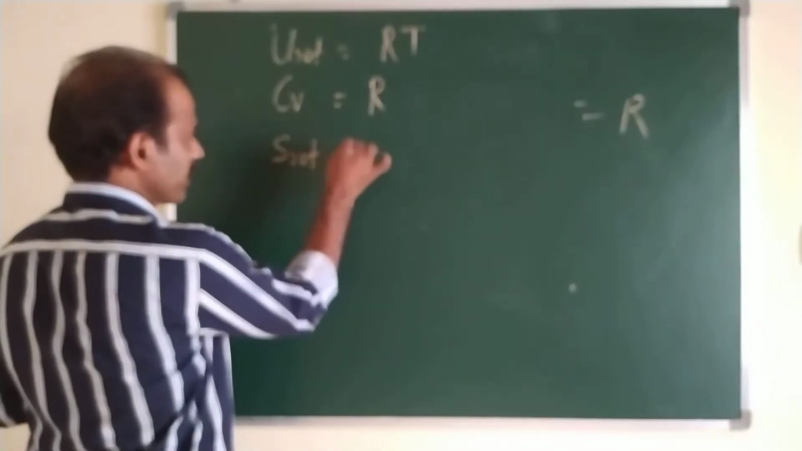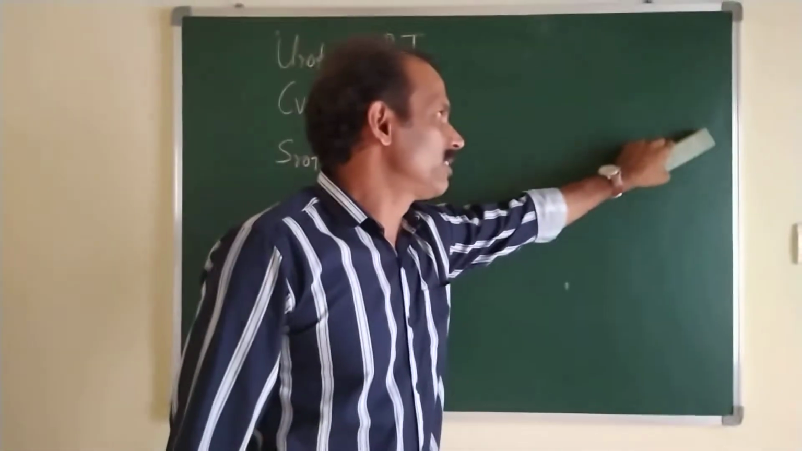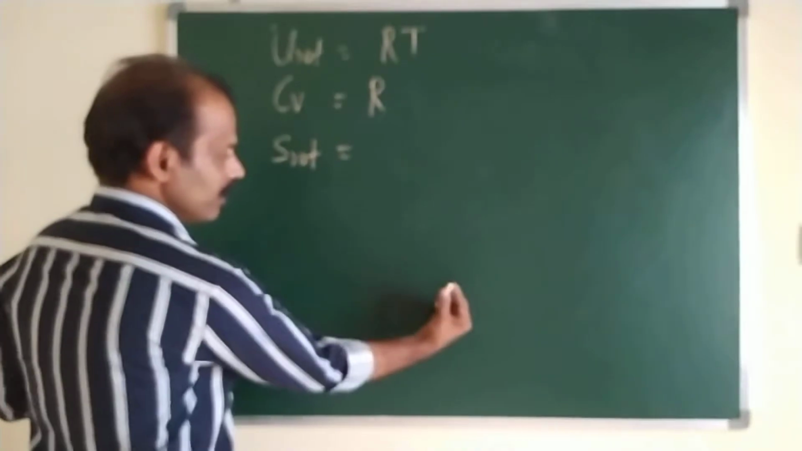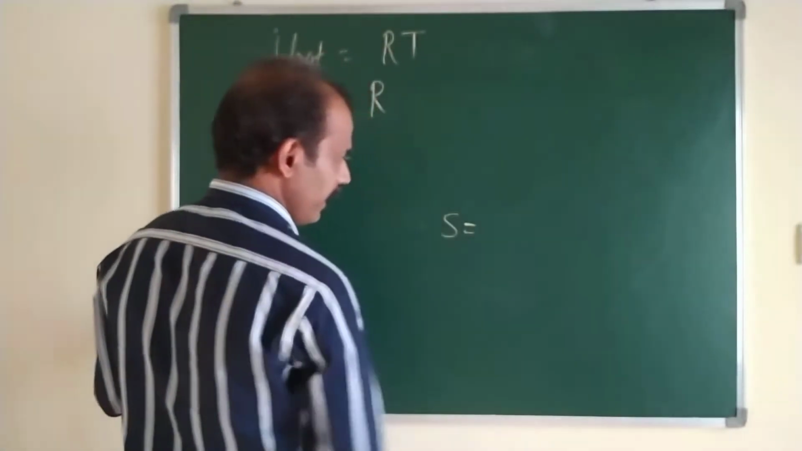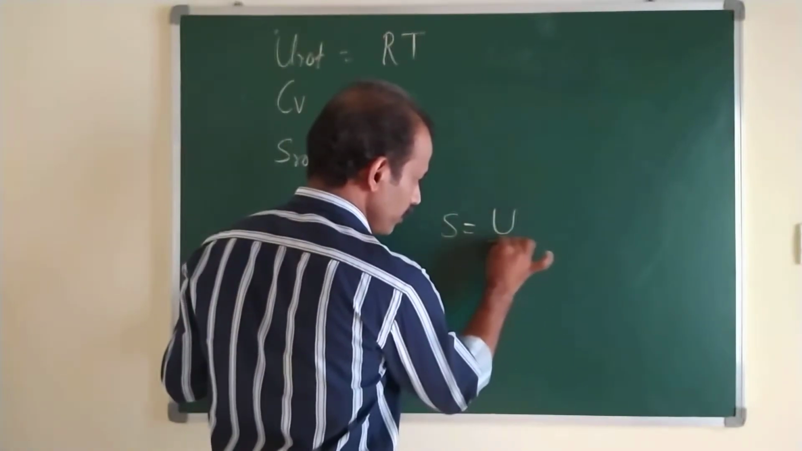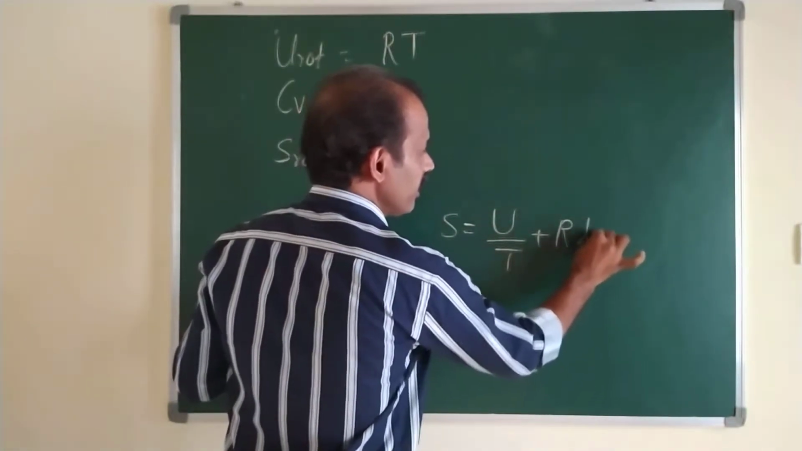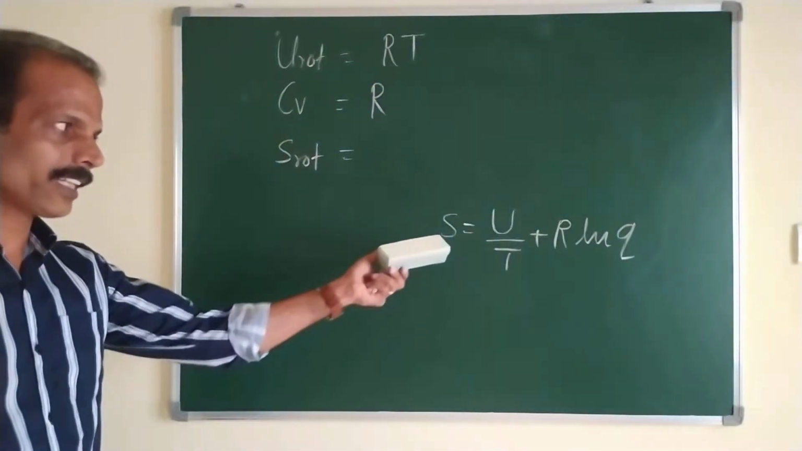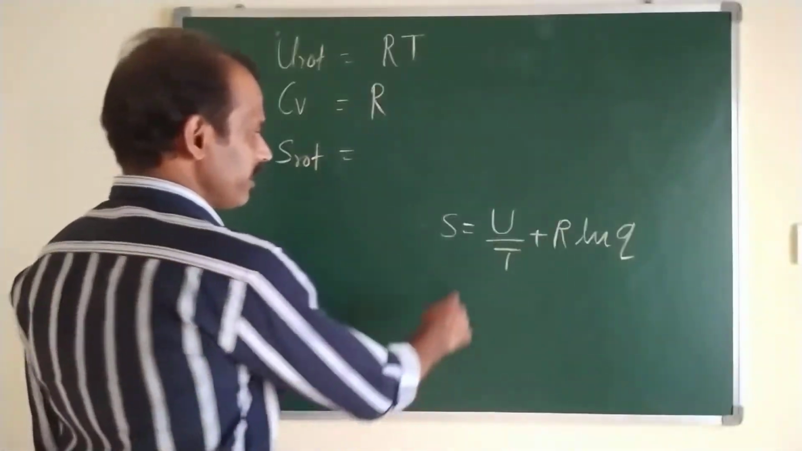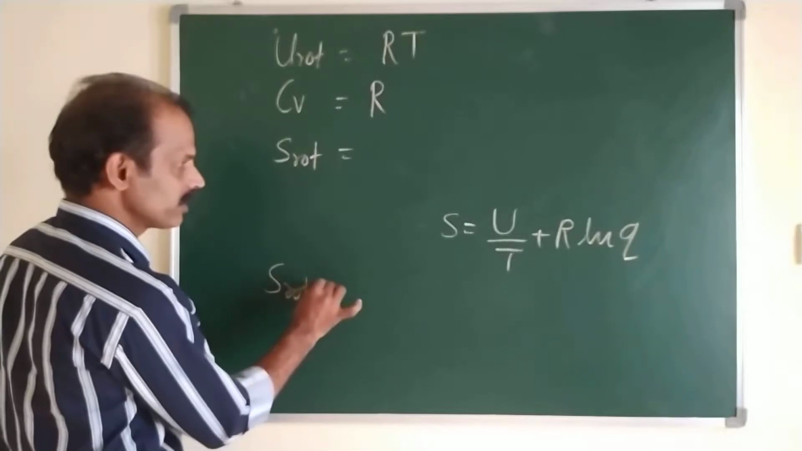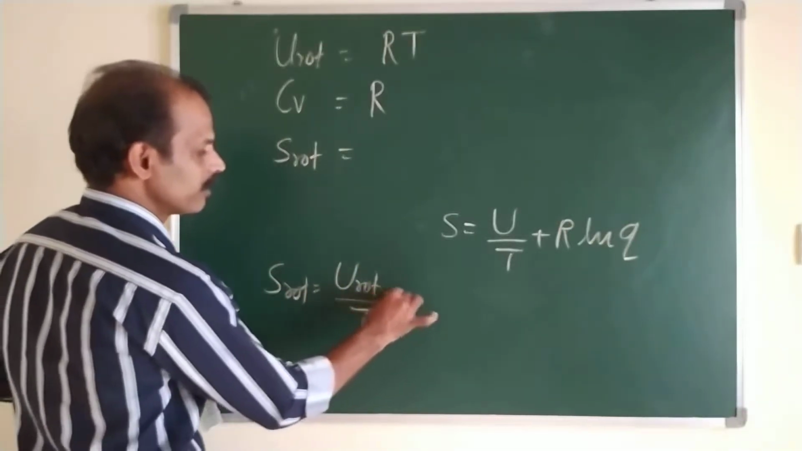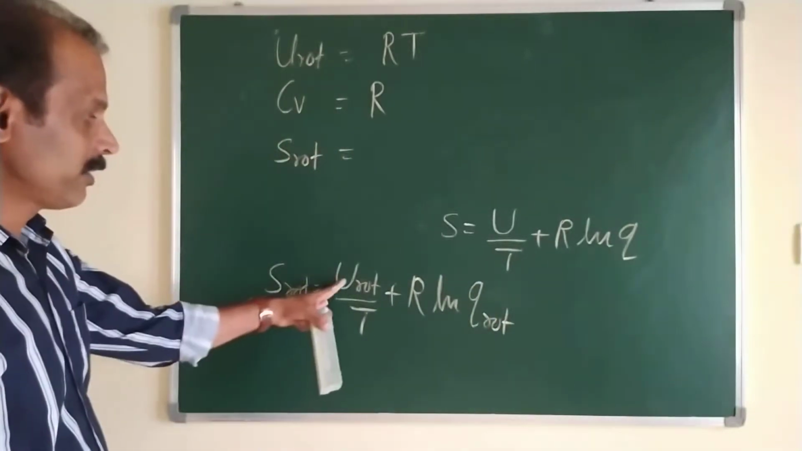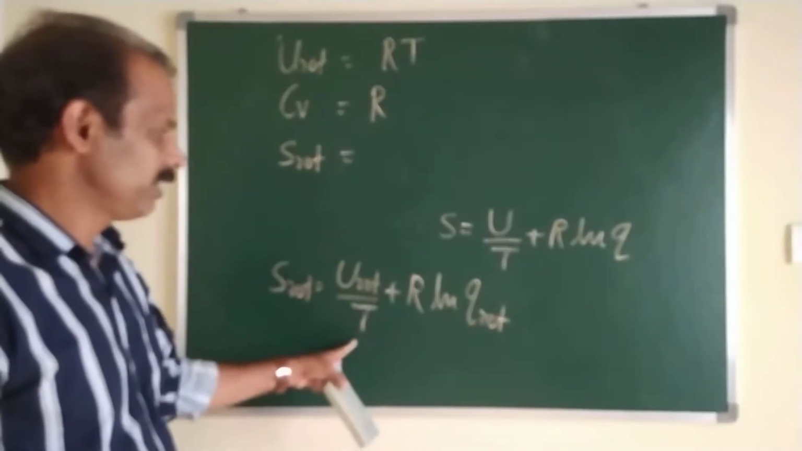Then S rotational. Entropy in terms of rotational partition function, or entropy due to rotational motion of the molecule. So we know entropy is equal to U by T plus R ln Q. We derived the equation for entropy. Here entropy S rotational is equal to U rotational by T plus R ln Q rotational. What is U rotational? It is RT. RT by T, simply R.